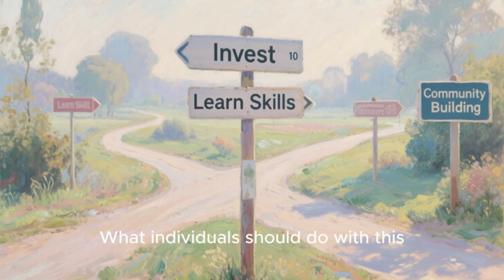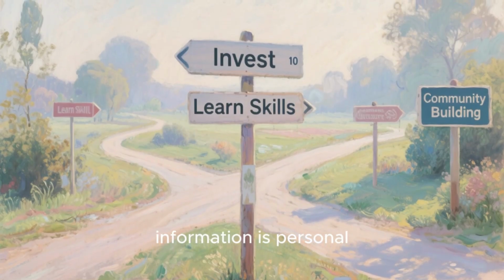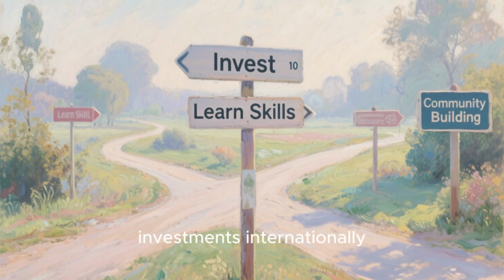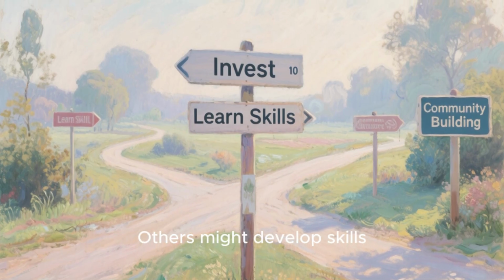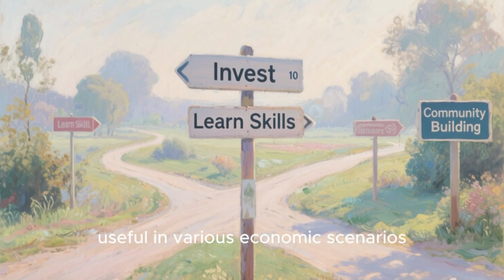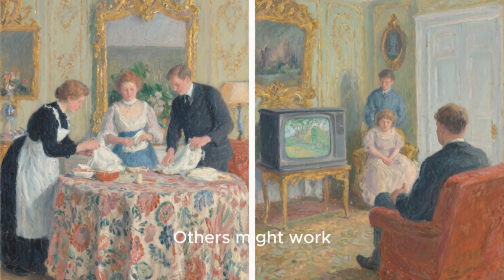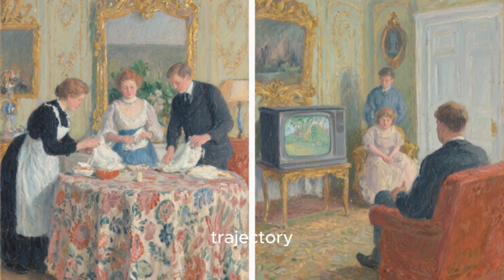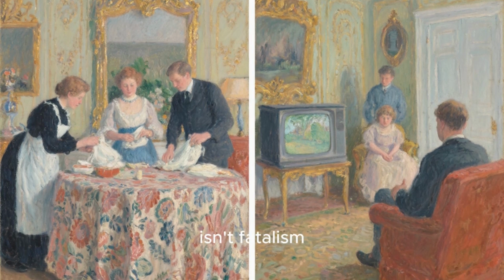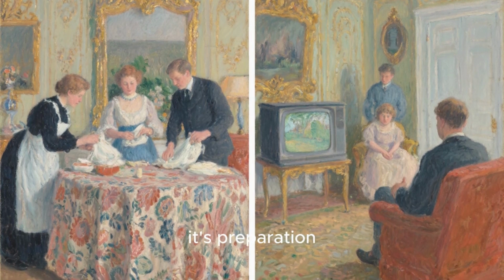What individuals should do with this information is personal. Some might diversify investments internationally. Others might develop skills useful in various economic scenarios. Some might focus on community resilience. Others might work politically to change the trajectory. The point of understanding the pattern isn't fatalism, it's preparation.